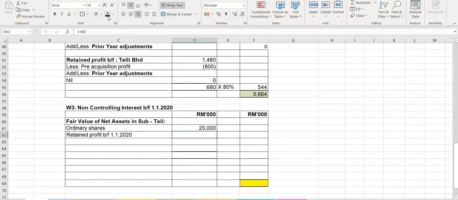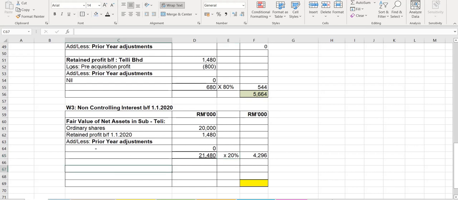So we take 1480 and we include it here. Then you need to look at whether there is any prior year adjustment. In our case, nothing is done because there is no adjustment. Therefore, the post-acquisition profit brought forward to be shared by the non-controlling interest of the subsidiary, from the fair value of net assets, would be 4296 because the non-controlling interest is 20%.